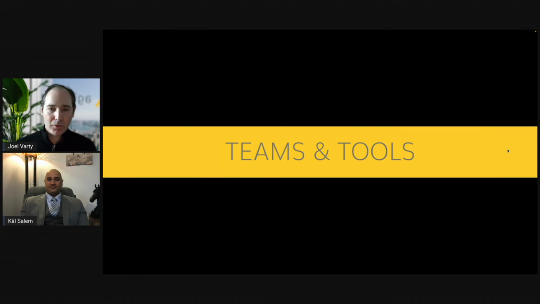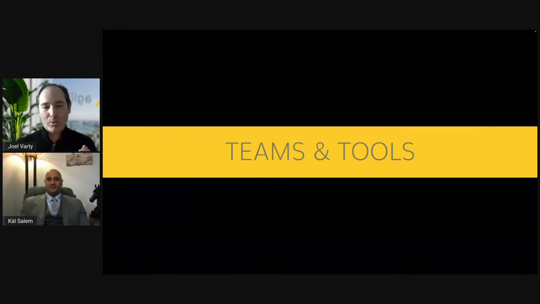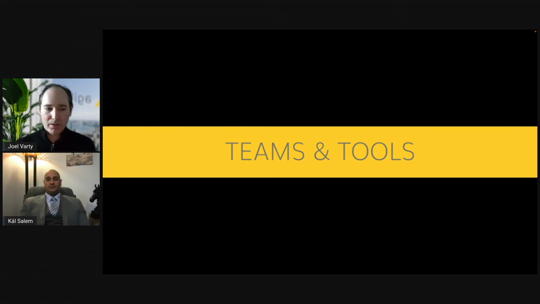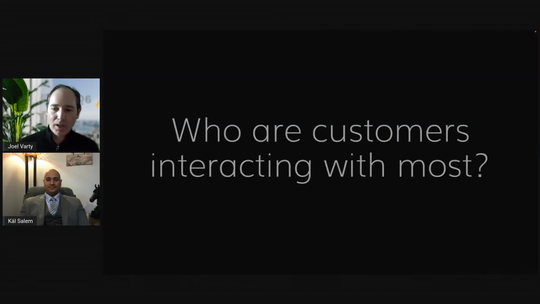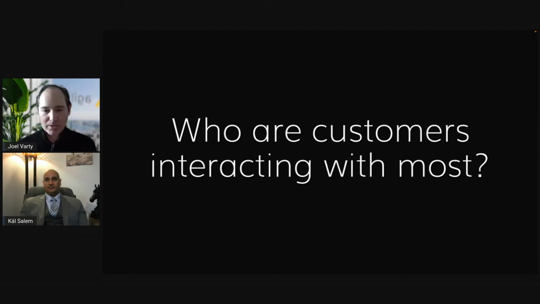Which takes me to the third section, and you've started to talk more about things like bots or other kinds of ways that human and non-human interaction works together. Let's talk about teams and tools. My first question in this section is, who are customers interacting with most? You talked about that call center, where they call in. We talked about branches a little bit, but in terms of human and or non-human entities, who are the customers really working with?